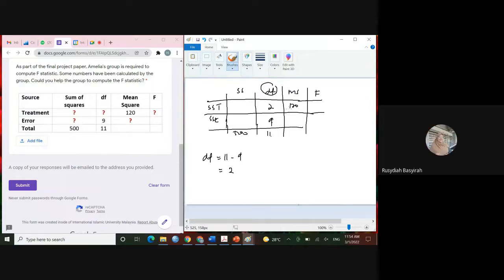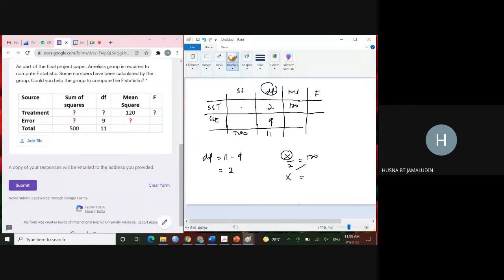Multiply by 2, divided by 2. Divided by 2, multiply with 2. Because the formula for this sum squared treatment here, definitely this is divided with 2. So this x divided with 2, you should get the value of 120, right? So this is missing. So definitely how to find x?